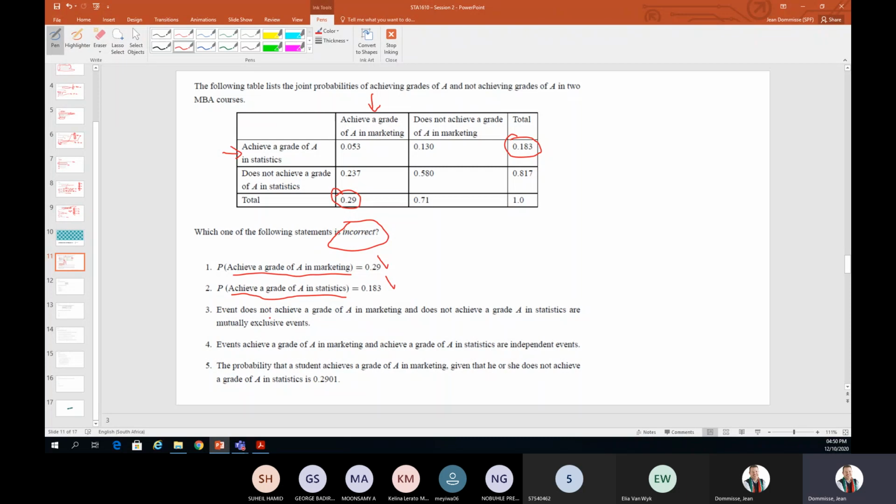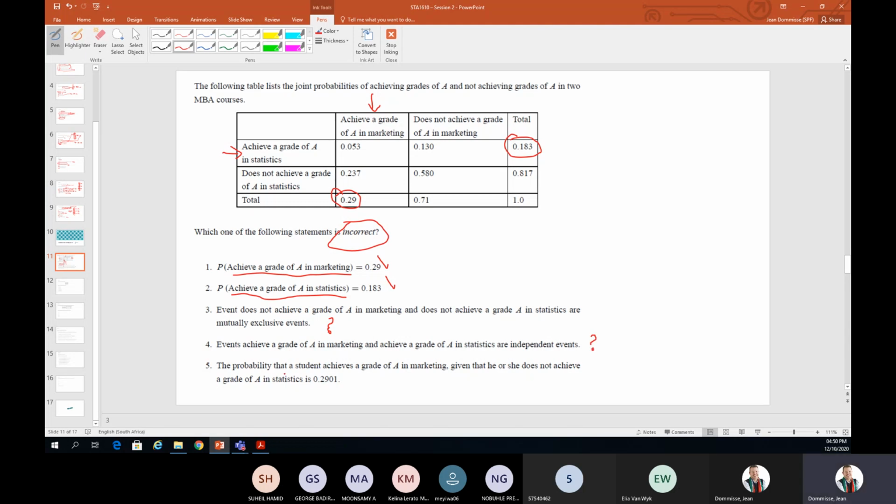The events does not achieve a grade of A in marketing and does not achieve a grade A in statistics are mutually exclusive events. Okay, so is that true or false? Let's just look at the next one. The events achieve a grade of A in marketing and grade of A in statistics are independent events.